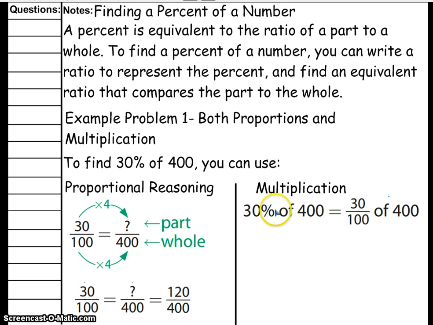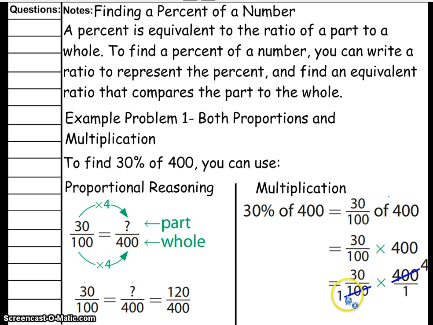Using multiplication, we have 30% of 400. Again, set up our percent as a fraction, 30 over 100. And this is of 400. So using multiplication, we would change the word of to multiplication. 30 hundredths times 400. You can cross cancel, and that turns into 1. 400 turns into 4. And again, 30 times 4 is 120.